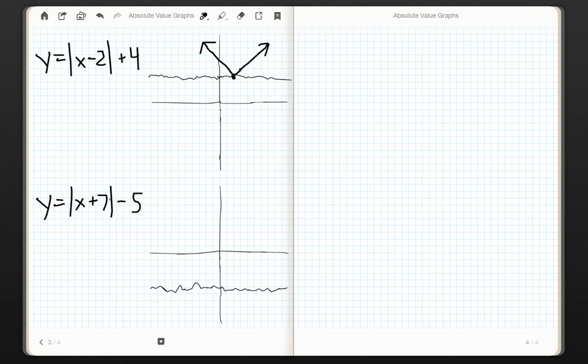So in order to have y equal to negative 5, this whole absolute value thing needs to be 0. So x needs to be negative 7. Right there. And then just draw in your V like that.